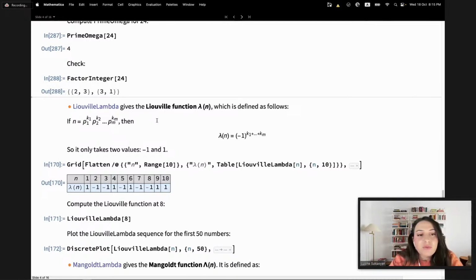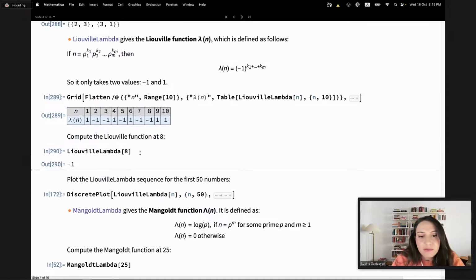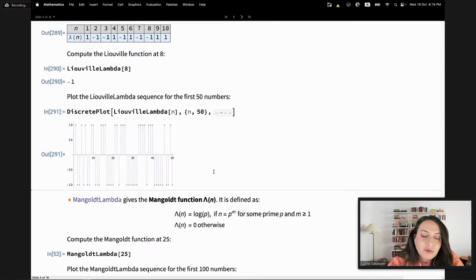There's again the function LiouvilleLambda, which gives the Liouville function lambda of n. A very important function, which is defined as follows: if n has the following prime factorization, then the Liouville lambda of n equals this. And as you can see, it only takes 2 values, -1 and 1. Here is the table for all values from 1 to 10. We can compute the Liouville function at 8, and you see it's -1, and we can plot that sequence for the first 50 numbers, and you just get -1 and 1 values.